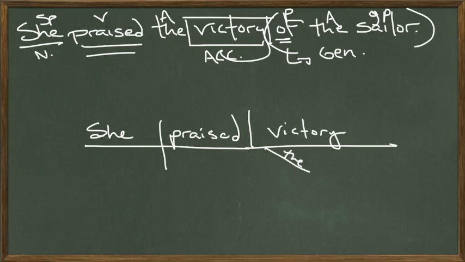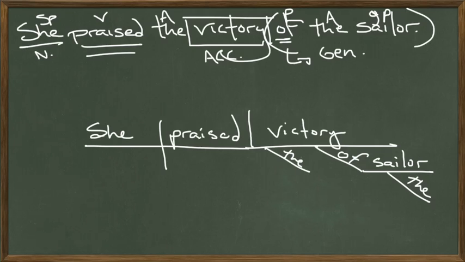And then whose victory is it? It's the victory of the sailor. So of the sailor is a prepositional phrase, and it shows possession. So we're going to put it under the word it's showing possession to. And we're going to put a straight line with of on it, and then a slanted line with of on it, and then a straight line with sailor. And we have she praised the victory of the sailor. All we need now is that last article adjective, the, and we'll put it underneath sailor since it is an adjective pointing toward sailor.